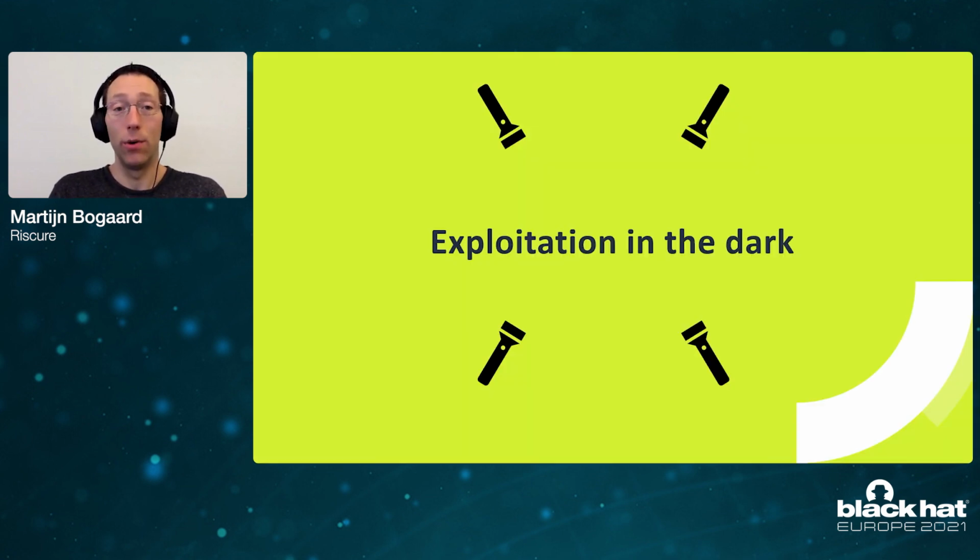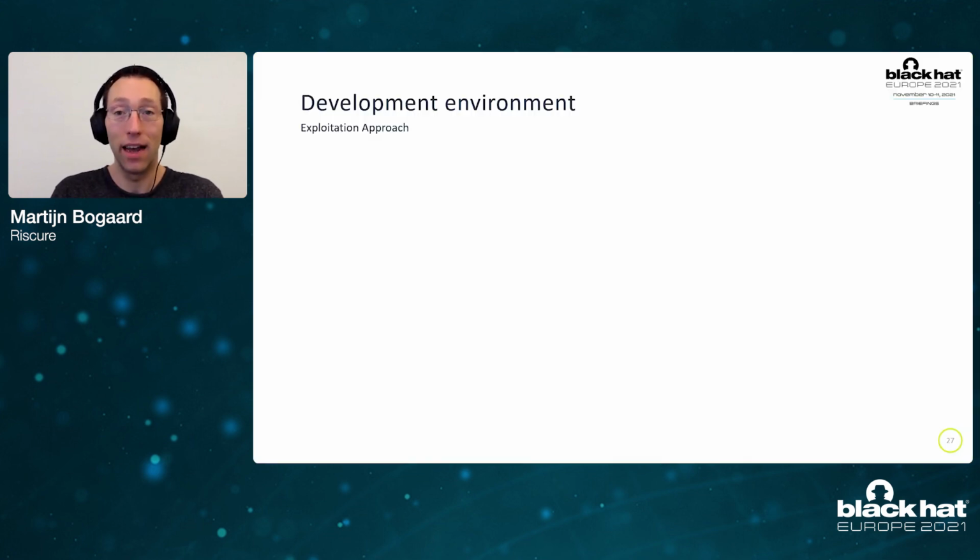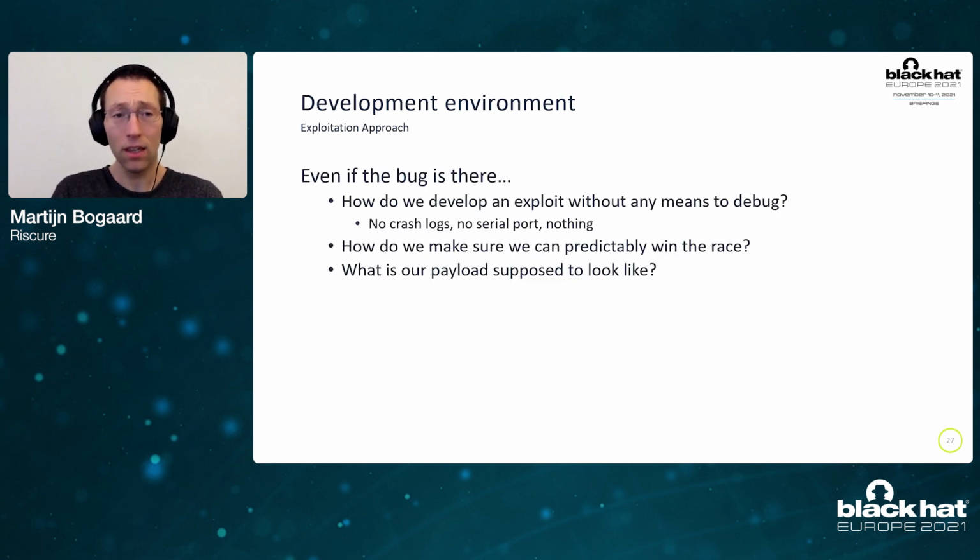But how are we then going to exploit that on the real device? Because remember, on the real device, we have no way to see what is happening in the device. The device might work, the device might crash, but that's all the information we can get. We have no insight in what's happening on the device. And due to that, we invested heavily in creating a development environment that allows us to actually develop the attack before we try to execute it on the real device.